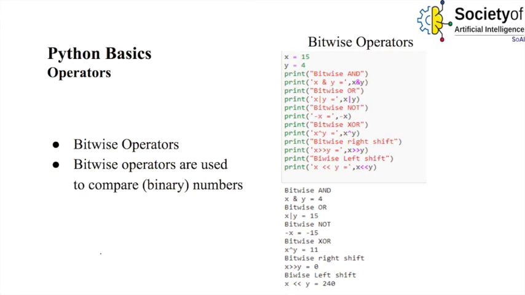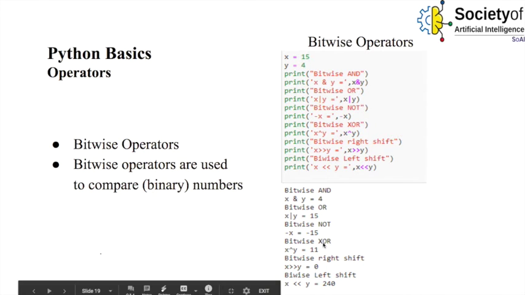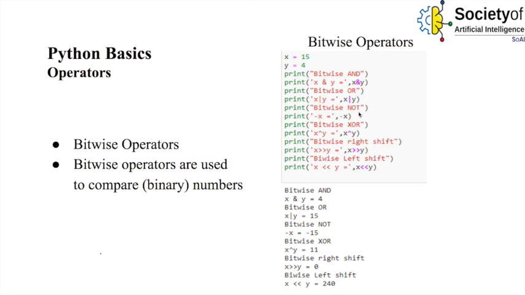Now we'll move on to the bitwise operators. As the name suggests, bitwise operators perform bitwise operations like bitwise and, bitwise or, bitwise not. In order to perform it manually, we can convert x and y into their binary form, and then bit by bit we can perform these operations and check the results. So bitwise and, or, not, XOR might be clear to you. Now this right shift operator might be new to you.